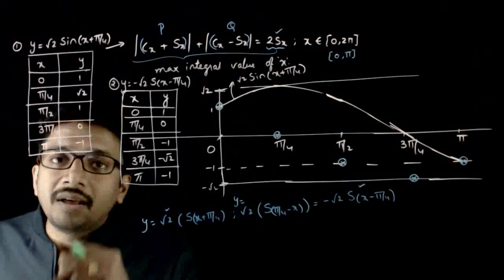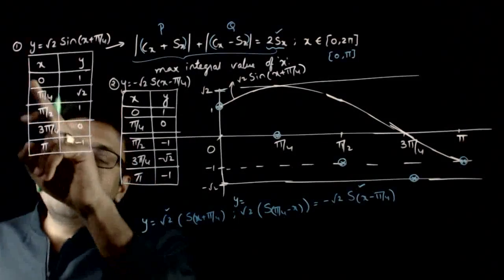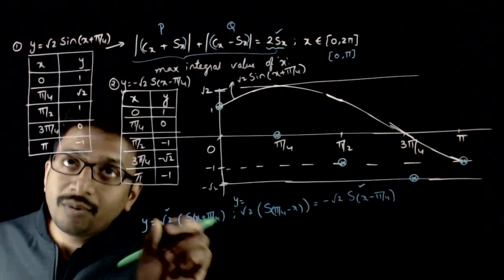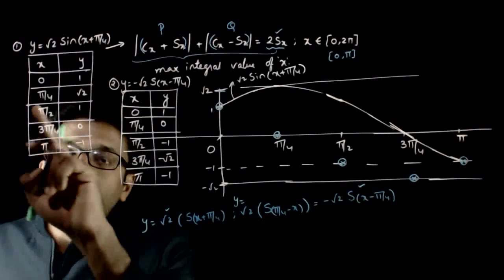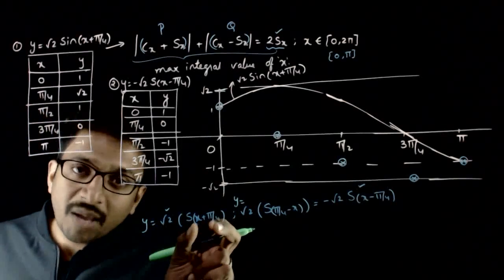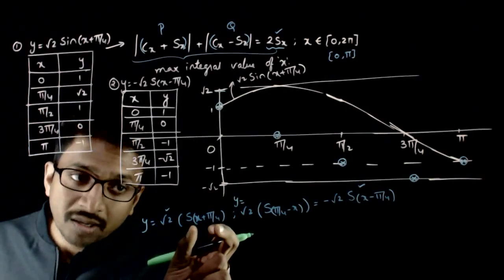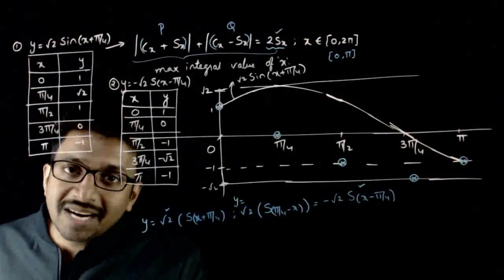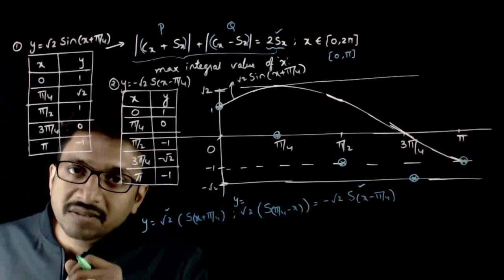So let us draw a table. When x is equal to 0, sine pi by 4 is 1 by root 2, into root 2 is 1. So y is equal to 1. When x is equal to pi by 4, sine(pi by 4 plus pi by 4) is sine pi by 2, which is 1, into root 2 is root 2. In this way, you get the values of y for different values of x.